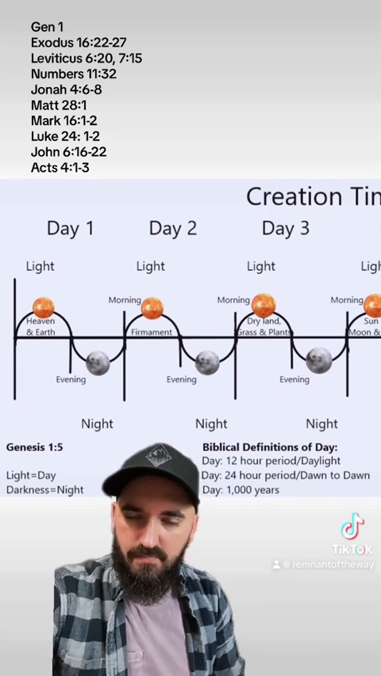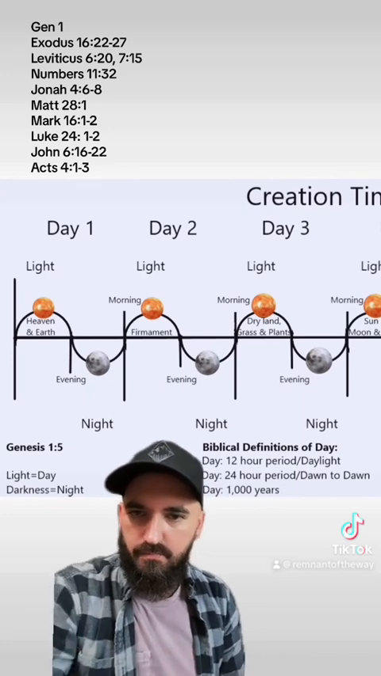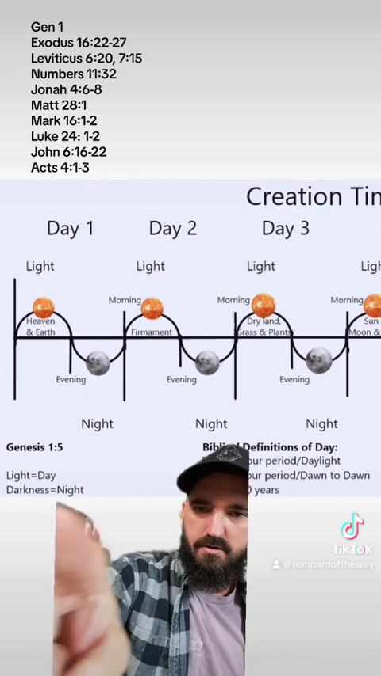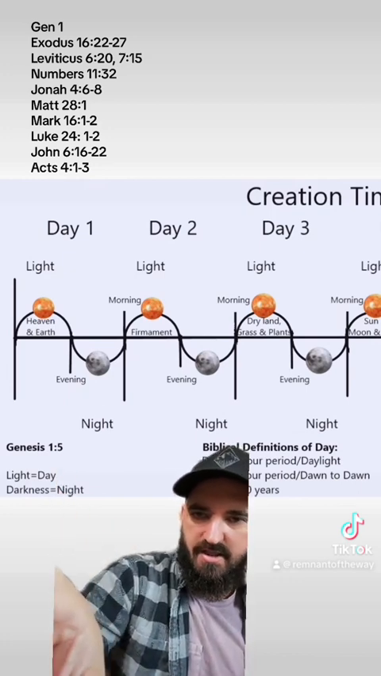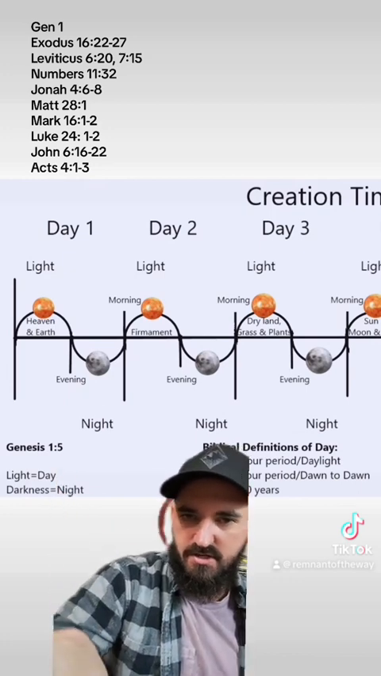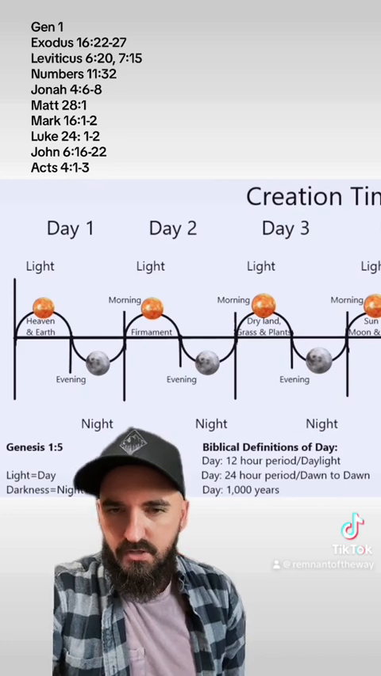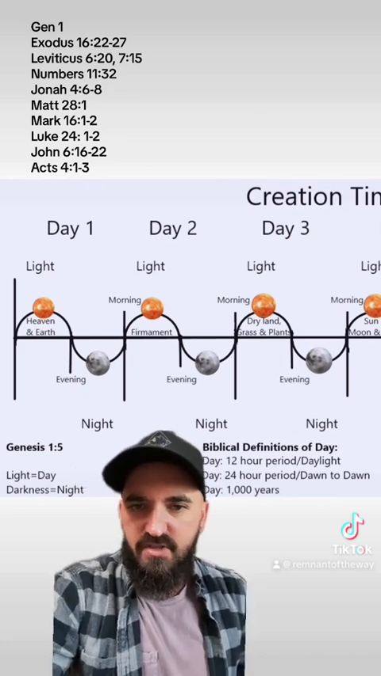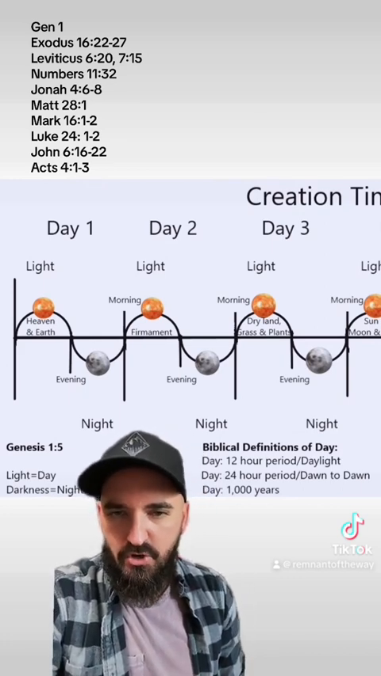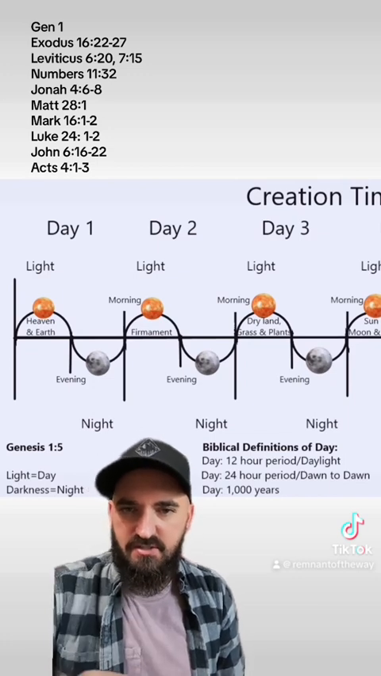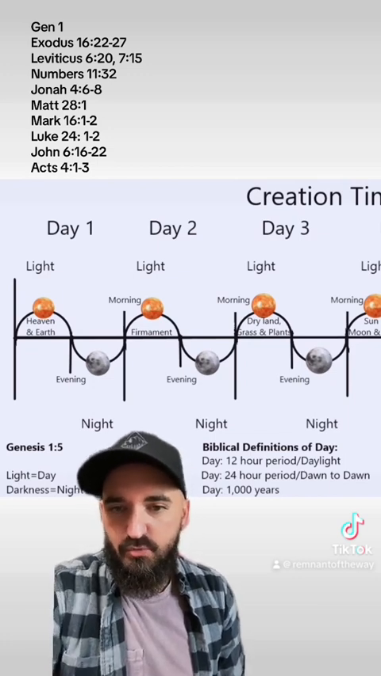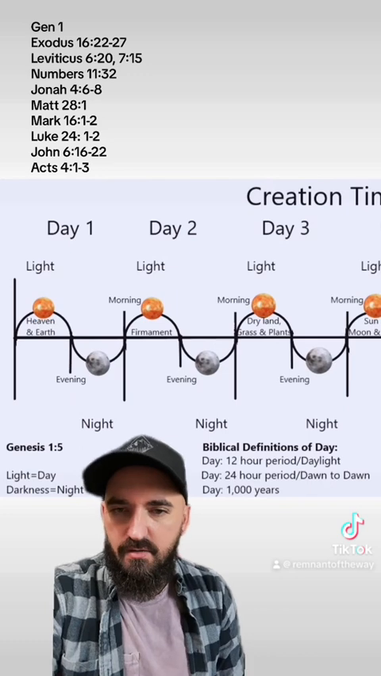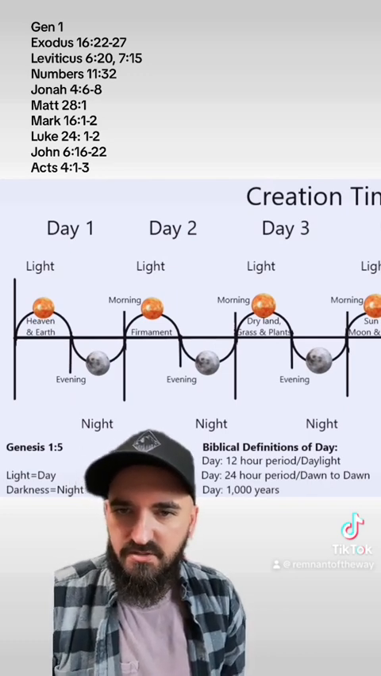So as you can see, by definition, right here, we got light is day and darkness is night. Day, the biblical definitions of day is a 12-hour period, just the time that the sun is in the sky. Then you have a 24-hour period, and then, of course, the day has 1,000 years.